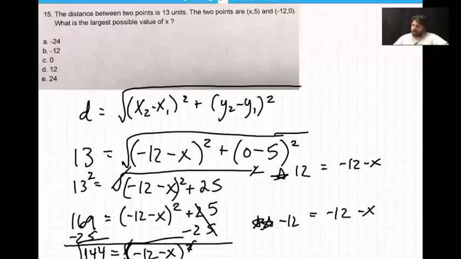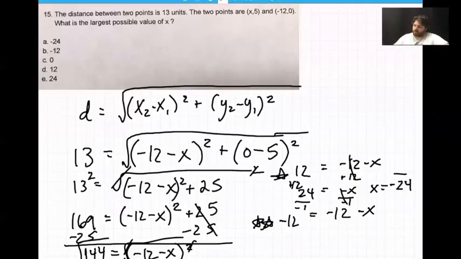So when I solve for x, I'm going to add 12 to both sides. I get -x equals 24. When I divide by -1, I get -24, because it just switches the sign. Here's my first x value.